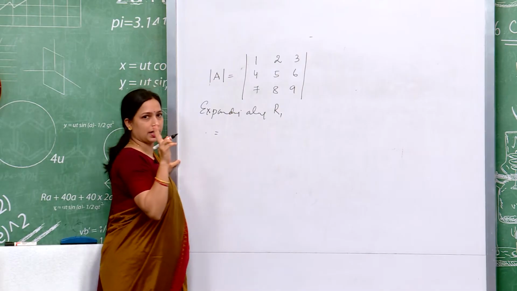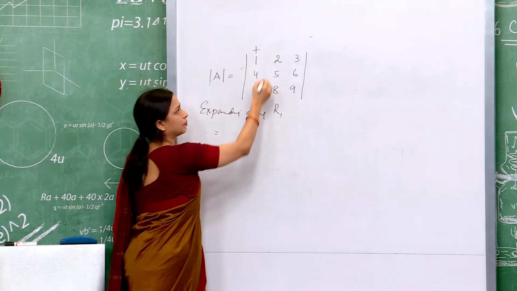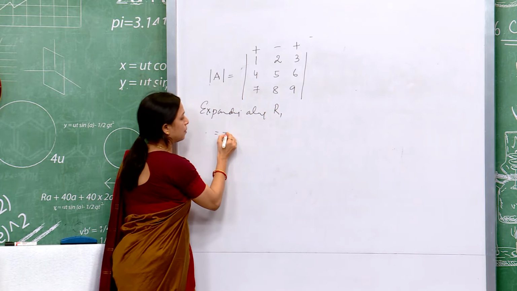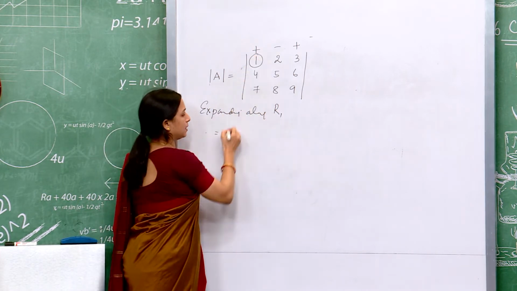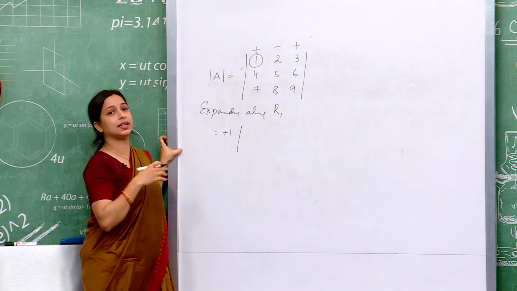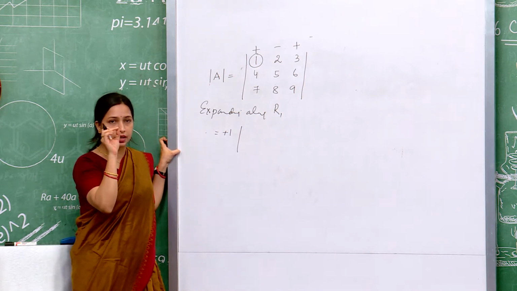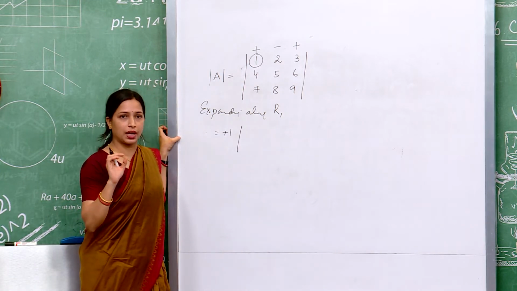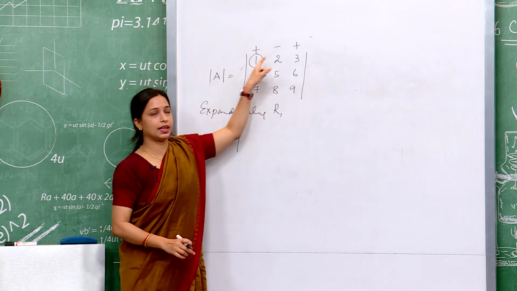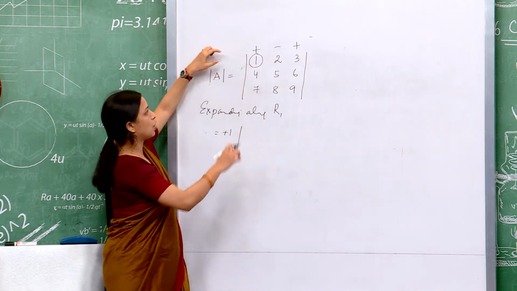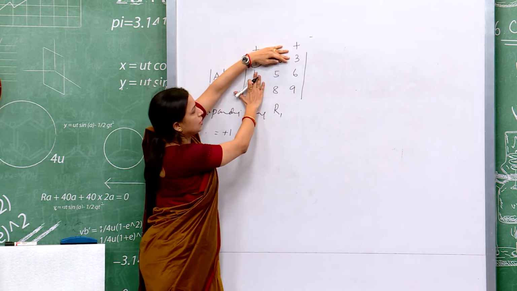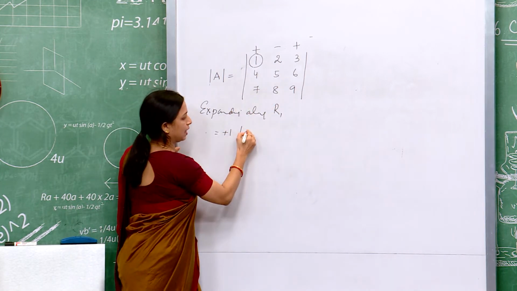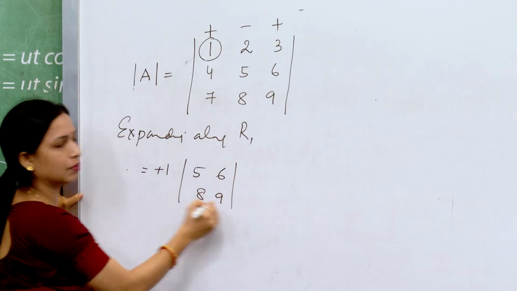We take three things first. We take the positional sign. The first row positional signs are plus, minus and plus. So we take the positional sign, then the element, and then the determinant that we get after taking into consideration the element in which it lies. How do we get the second order determinant of the element? We delete the row and the column in which the element lies. So 1 lies in this row and this column, and the resultant elements are the second order determinant that we get: 5, 6, 8, 9.